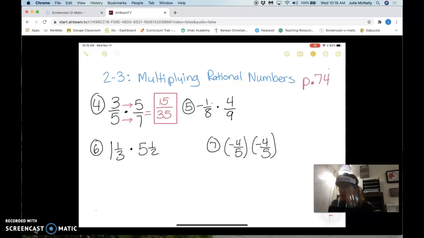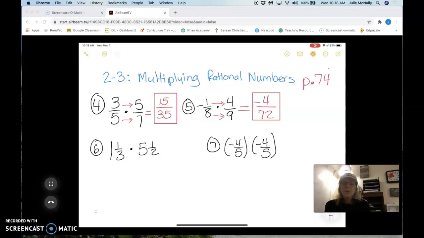Remember, multiply the top numbers together and multiply the bottom numbers. So negative 1 times 4 is how much? It's negative 4. Yes, negative 4. And the bottom two numbers, 8 times 9, is how much? Yes, 72. And that's it. That's all you have to do, multiply the top numbers together and multiply the bottom numbers.